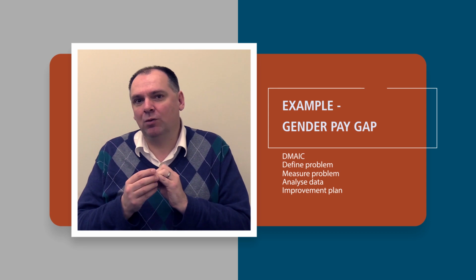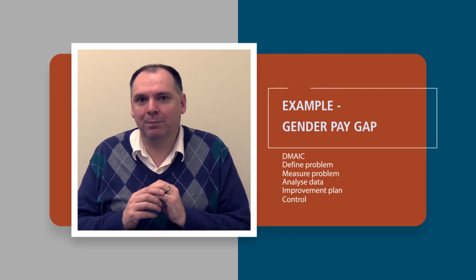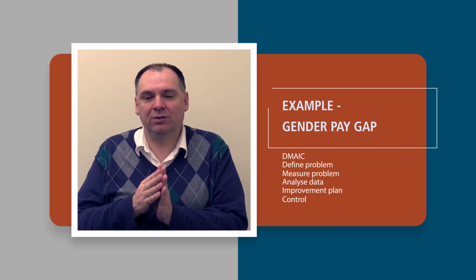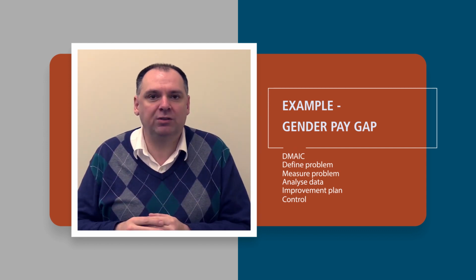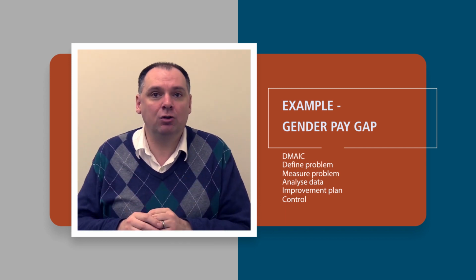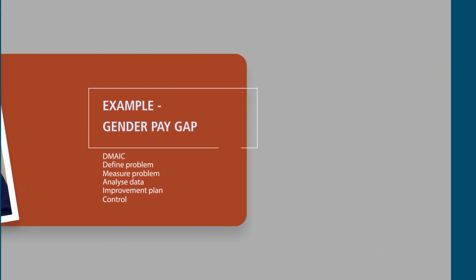And then finally we move to the C, which stands for control. Hopefully our improvement plan has worked and has closed the gap, and we don't want it to widen again. So then we need to put in processes to monitor and control what's going on. That's statistics and quality improvement applied to gender pay gap.